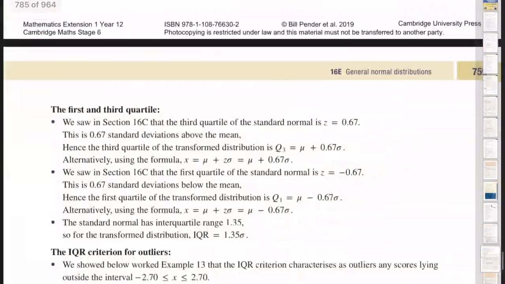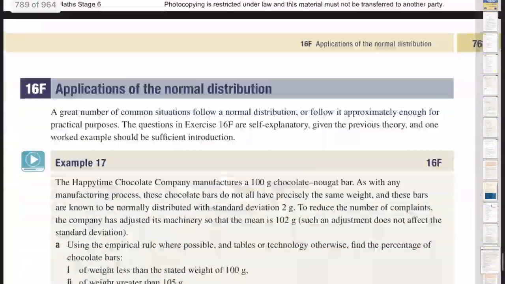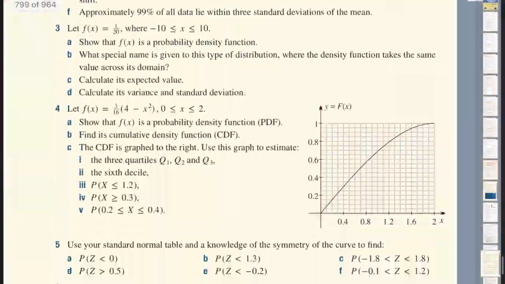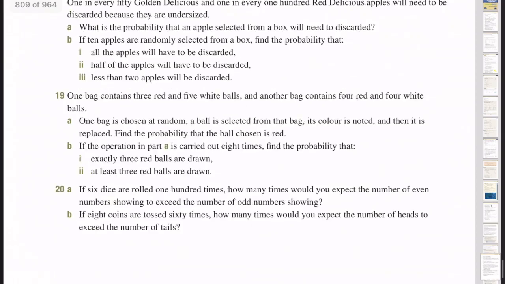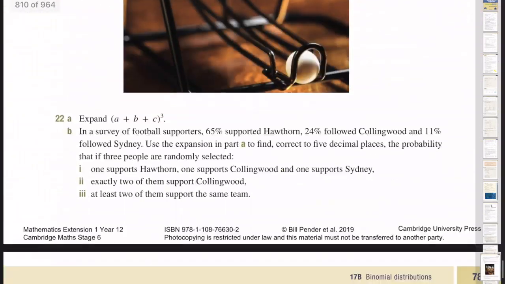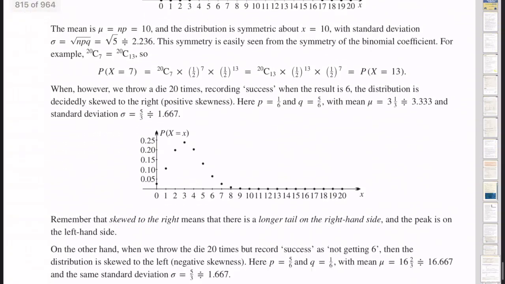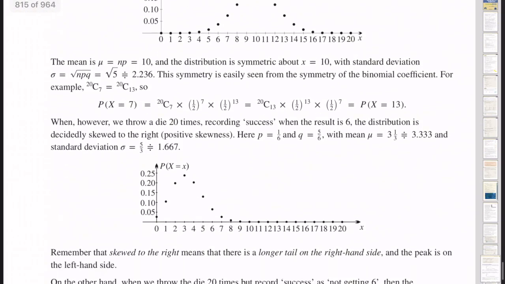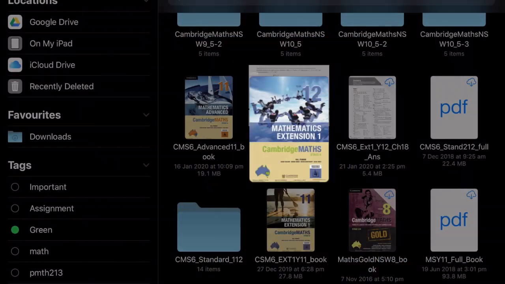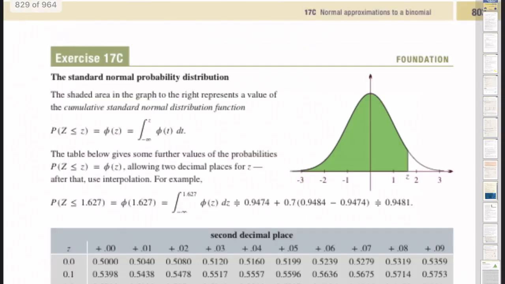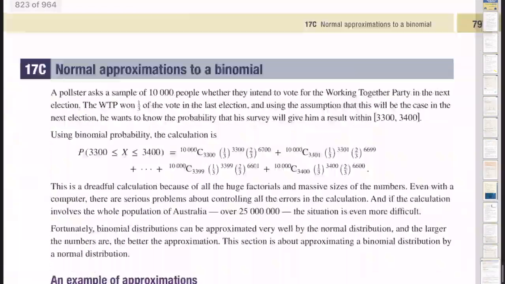Z scores, what's that? 16, okay. Come on. Okay, almost there. Oh, come on. Sorry about, oh my gosh. Sorry, guys. This is really annoying.